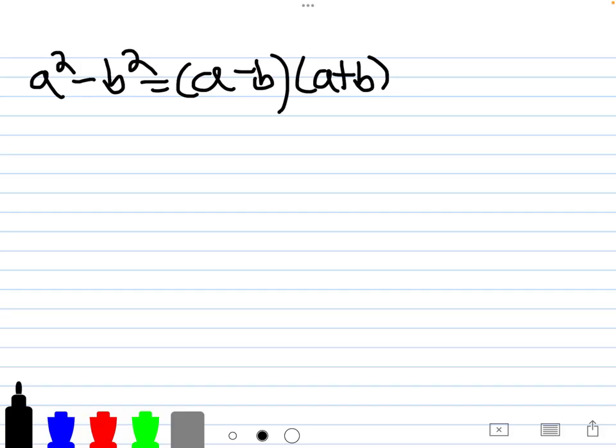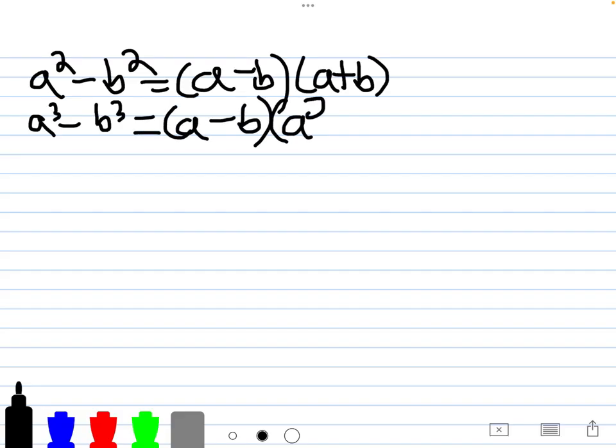Now what if you had a cubed minus b cubed? You can again factor out an a minus b, and you know there has to be an a squared and a b squared term in there. But we also need to include an additional ab term in order to ensure that the second expression is the exact same as the first expression.